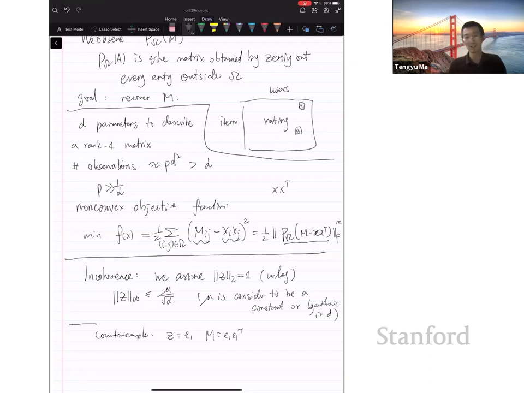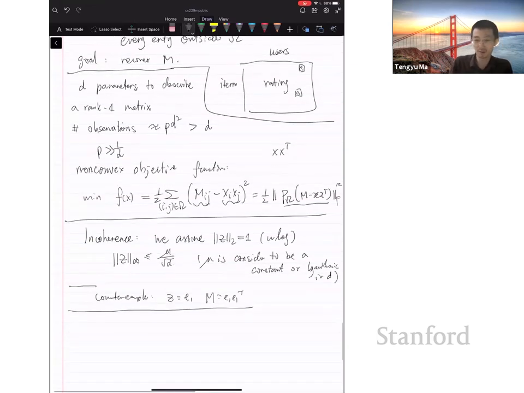You have to see enough entries. So this incoherence condition is in some sense trying to rule out this kind of pathological case, but I'm not going to talk too much about it. It's just for the formality. Okay, cool. So this is just for the rigor of the proof.